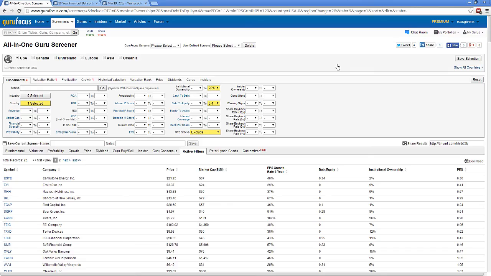Greg, is the Morningstar star rating included anywhere in the platform, or does GuruFocus Predictability replace that? Yeah, no, the Morningstar is not in there, right? The GuruFocus Predictability is in there.